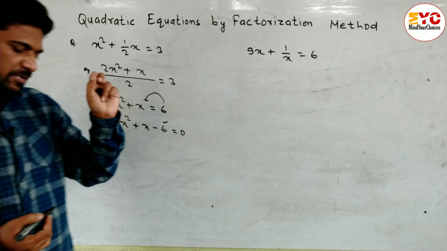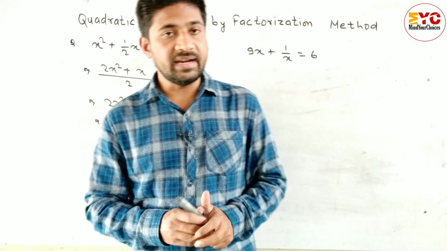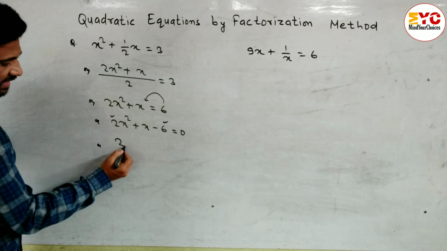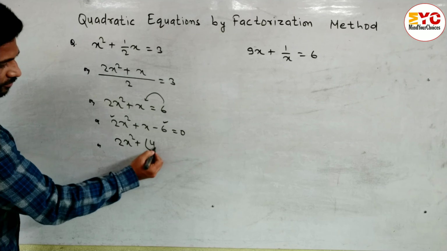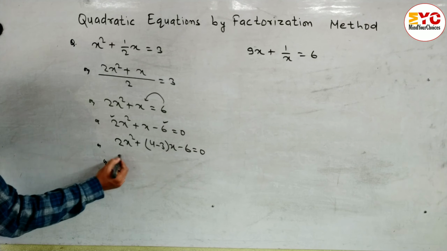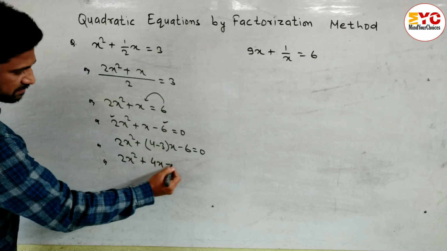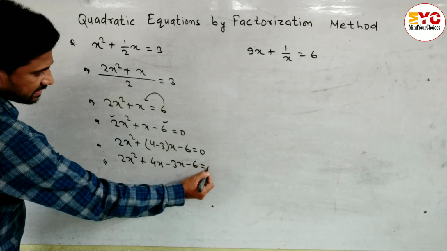Now we have to find out the type of factors whose multiplication is 12 and subtraction is 1. Definitely 4 and 3. 4 into 3 is 12, and 4 minus 3 is 1. So we can write here 2x square plus 4x minus 3x minus 6 is equal to 0.